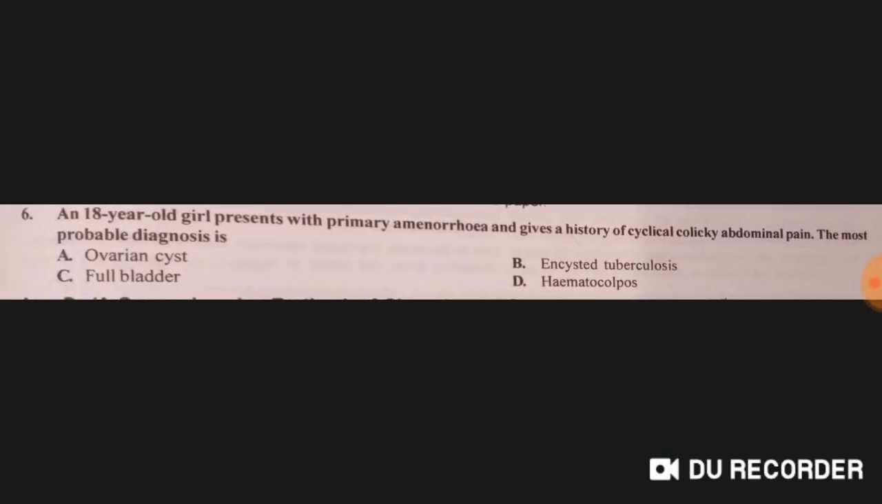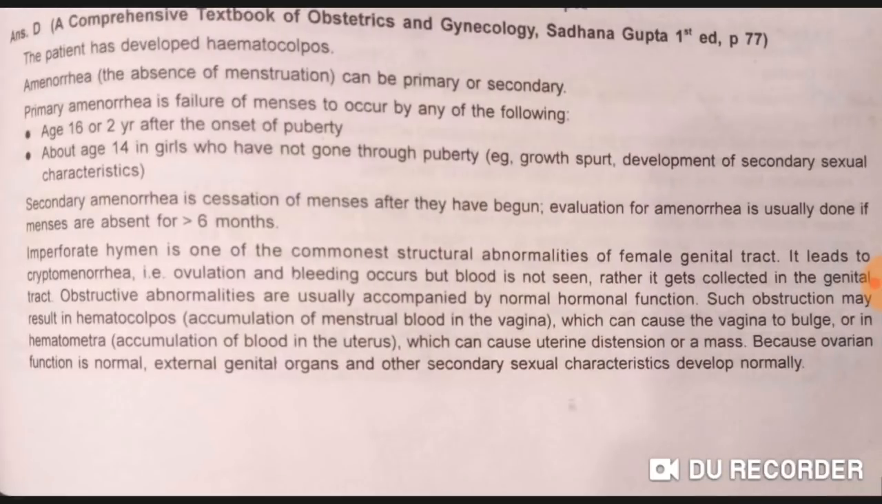Yeah. Now, an 18-year-old girl presents with primary amenorrhea and gives a history of cyclical colicky abdominal pain. The most probable diagnosis here is hematocolpos. So D option is right. This is the explanation here.